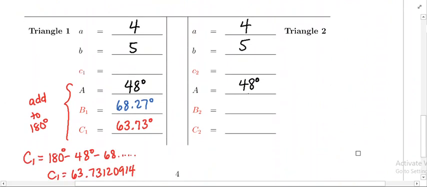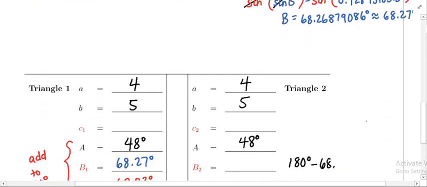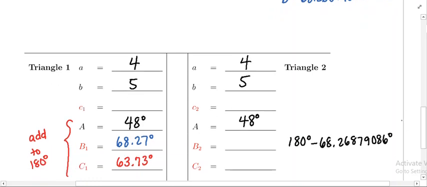You cannot change what angle A is. It's stuck at 48. But the potential for angle B is going to be 180 degrees minus that 68 number. So again, that was 68.26879086 degrees. And again, I'm just leaving all the digits for accuracy for the sides here.